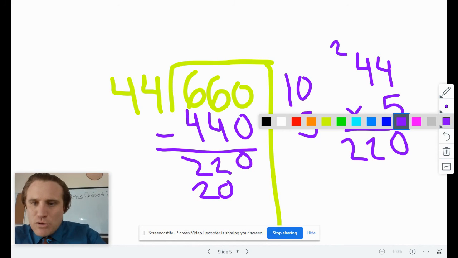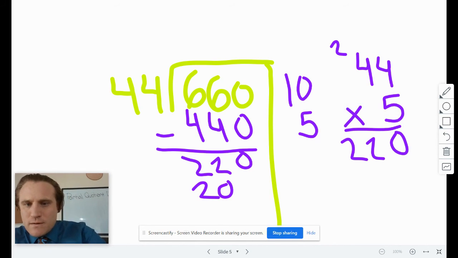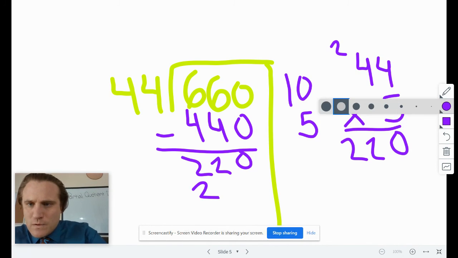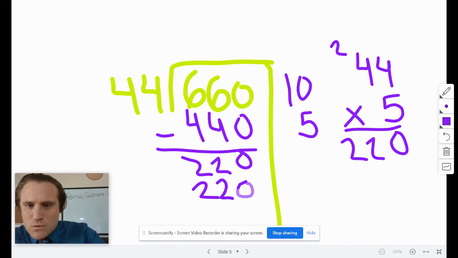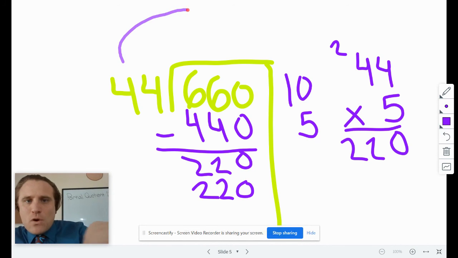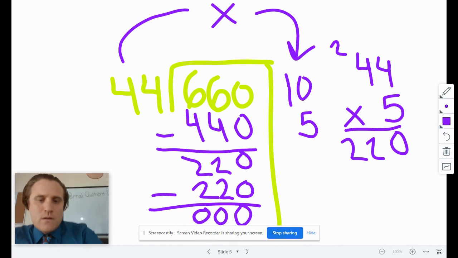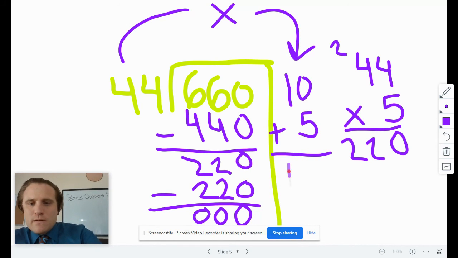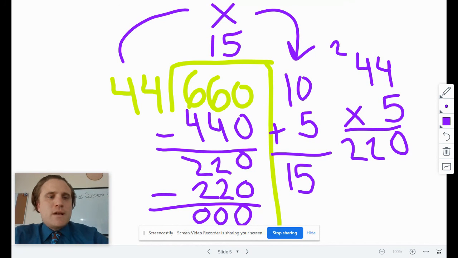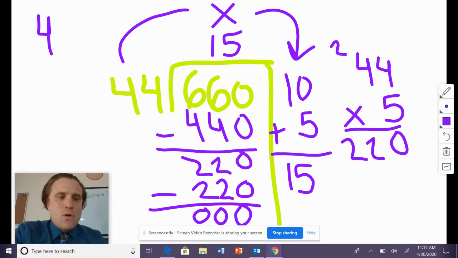Oops, made a little boo-boo. Mr. B does that every now and then. Caught that though. There we go. 220. Now remember, that's because I've taken the 44 and multiplied it by this stuff on the side. And then look, we are down to 0. Add that. It's 15. So our answer is 15. Let's take a little look-see.